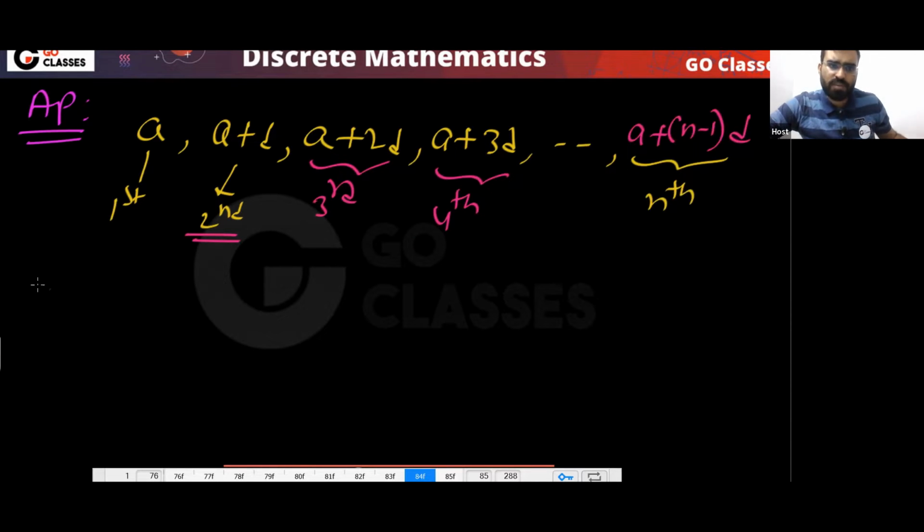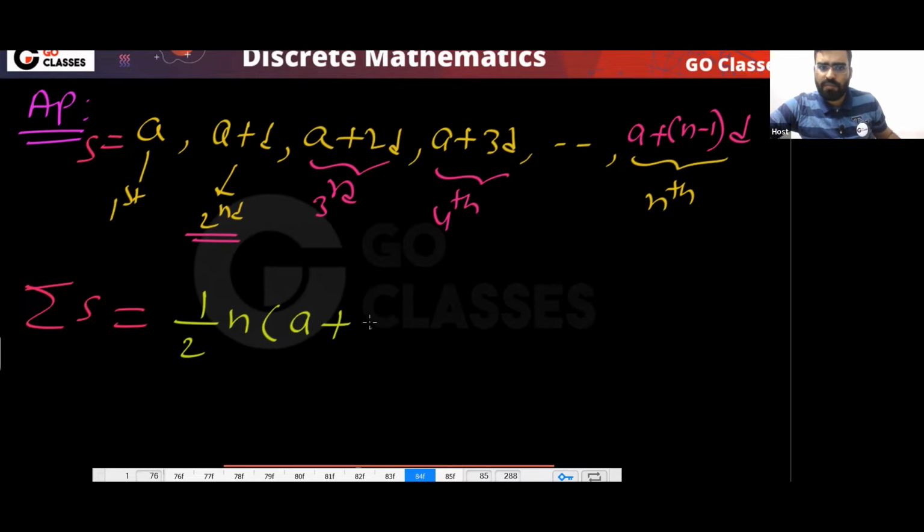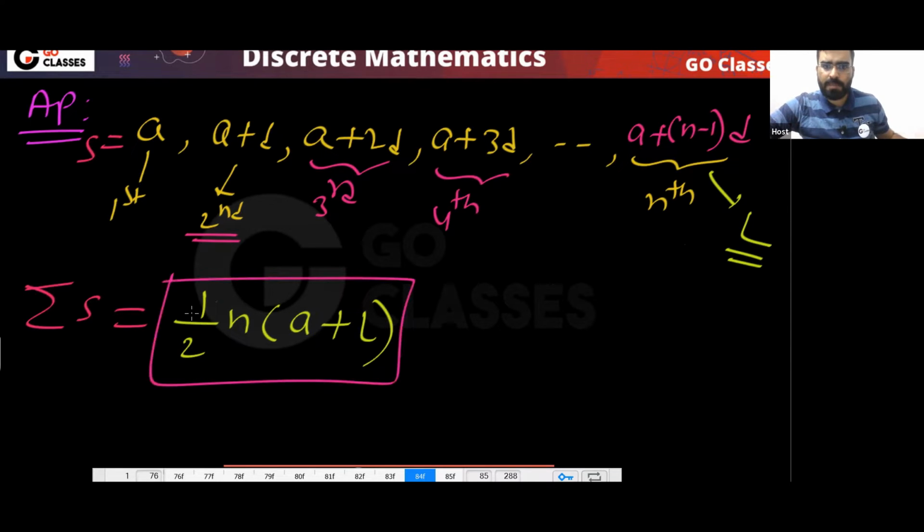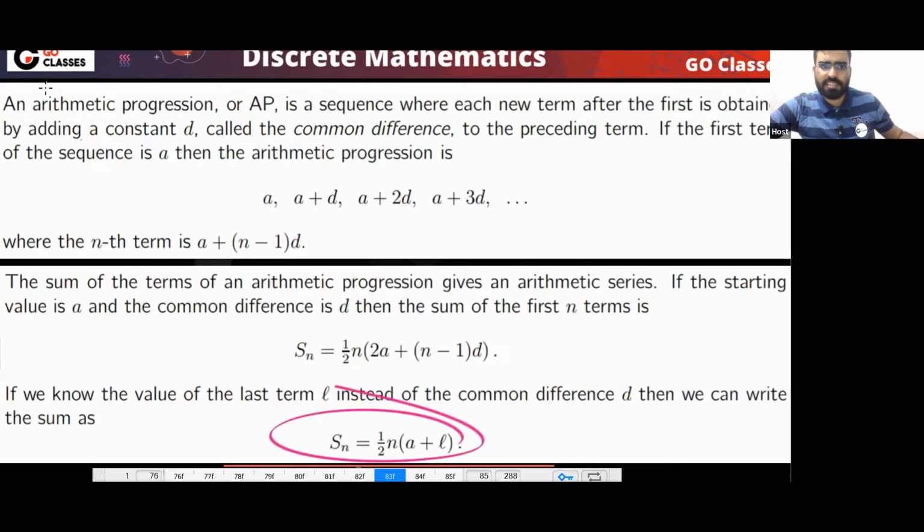And what is the summation of this AP? Let's call this series S. If I ask you what is the summation of this series S, if you add all of them, then that will be half n multiplied by first term plus last term. Okay, this will be the summation of AP. Is this clear? If you add all these terms, then you will get this summation.